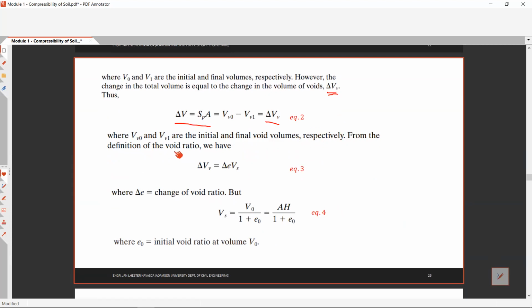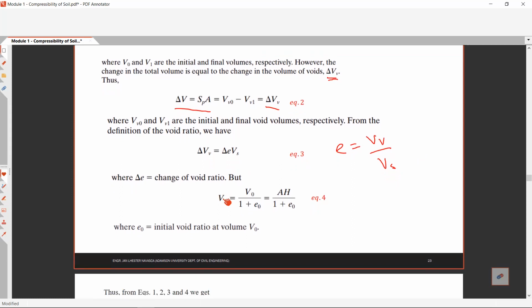respectively. So from the definition of the void ratio, recall e is equal to the volume of the voids over the volume of soil solids. So that is also equal, for the change in e, to the change in volume of voids over the change in volume of solids. So we have this equation 3. Okay? Now, if you recall the formula for V sub S, or the volume of the soil solids, that is equal to the original volume divided by 1 plus e sub 0, or the initial void ratio.